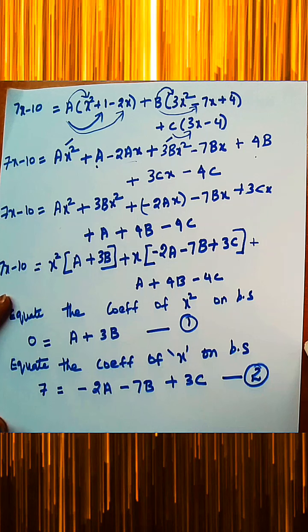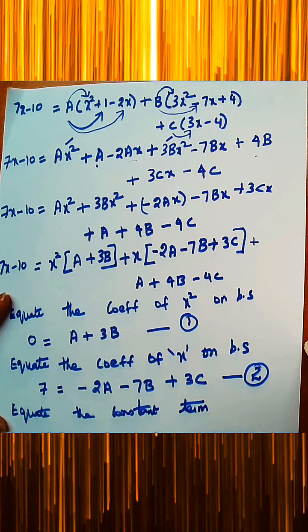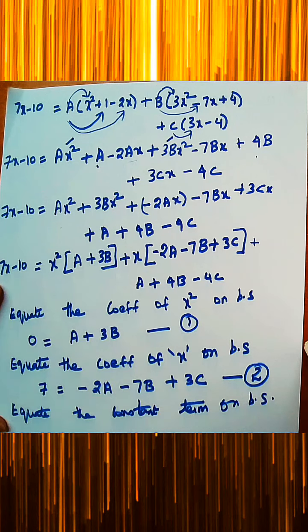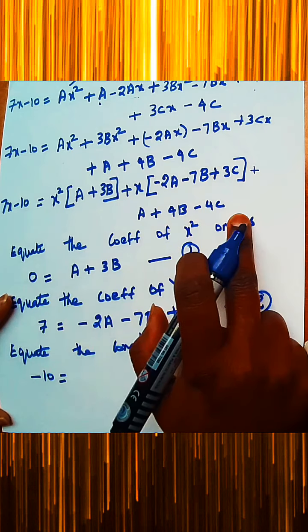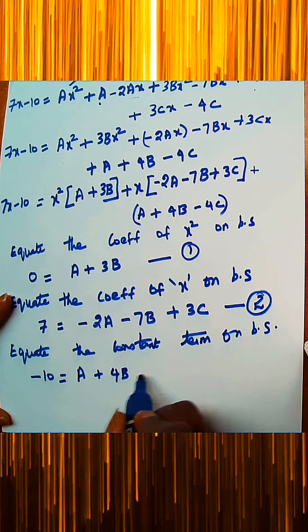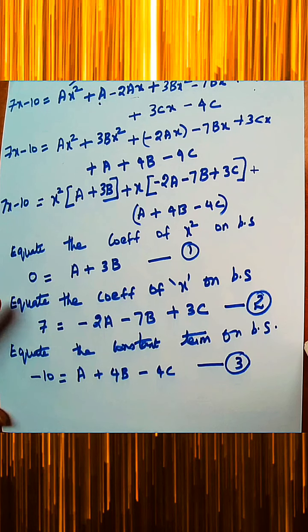Understood students? And finally we have to equate the constant term on both the sides. On the left hand side, do we have any constant? Minus 10. Okay, minus 10 is equal to, on the right hand side, what is the constant we have? This is the constant, a plus 4b minus 4c. Take this as equation 3.